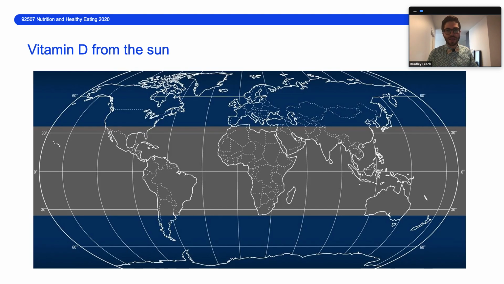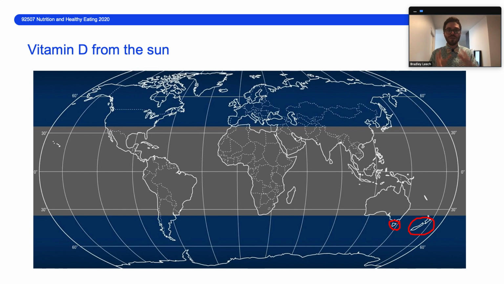Now, this particular image is quite a useful one. In the grey are the areas that can obtain vitamin D year round. So in summer, we can get higher amounts of vitamin D. In winter, we get lower amounts of vitamin D. So let's take our friends down here in Tasmania, right? And also our distant cousins in New Zealand. During the winter months, they can't actually obtain vitamin D.